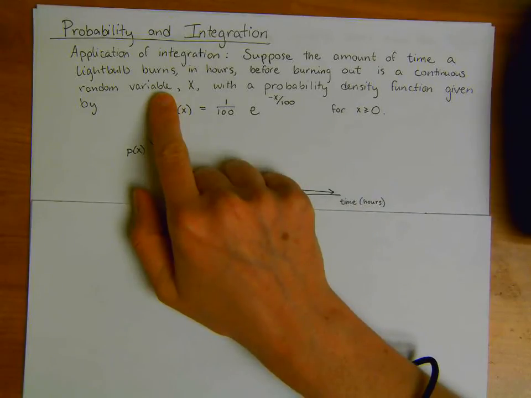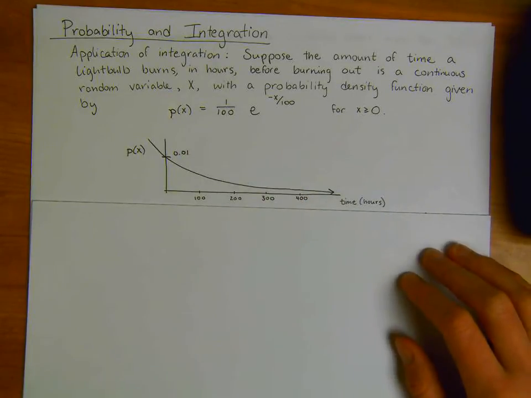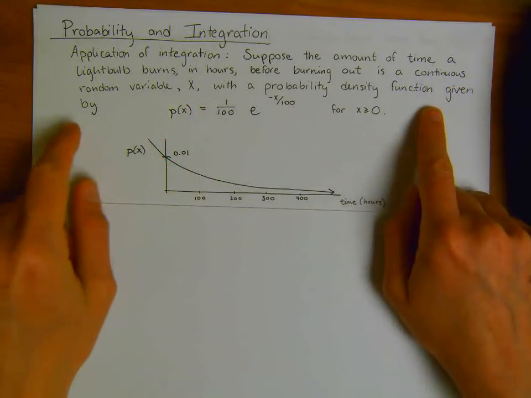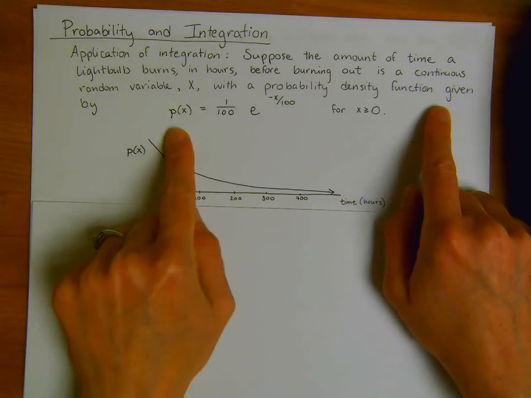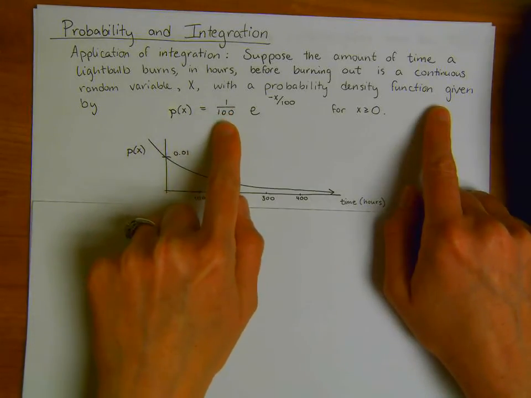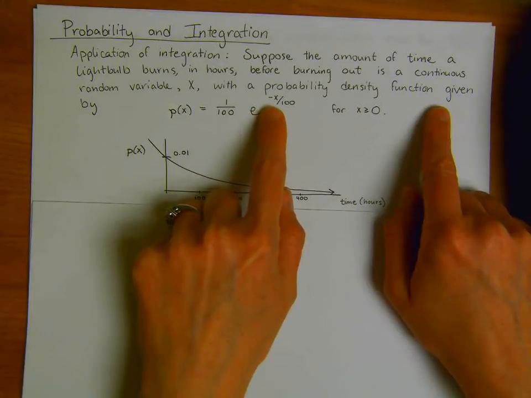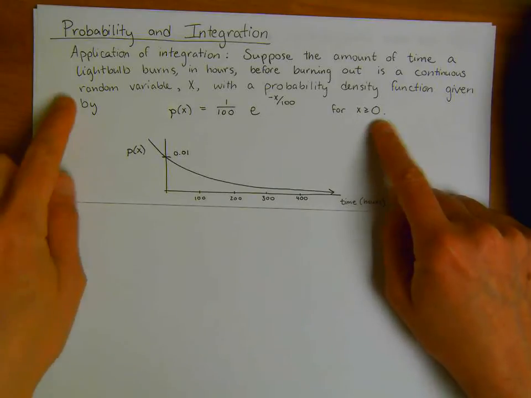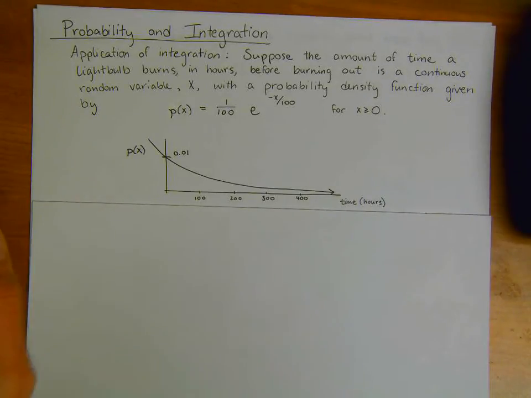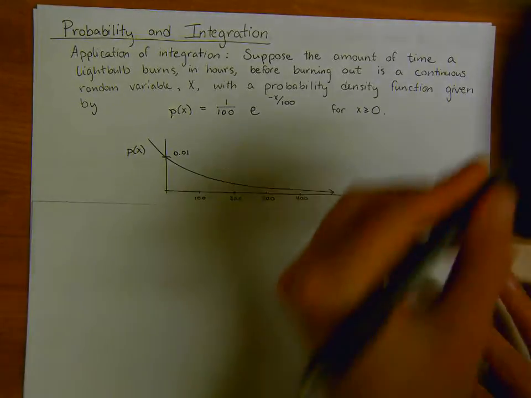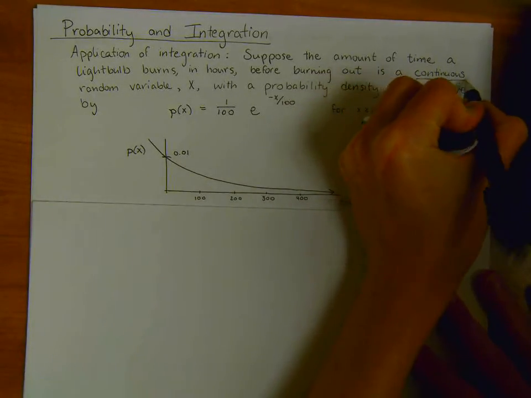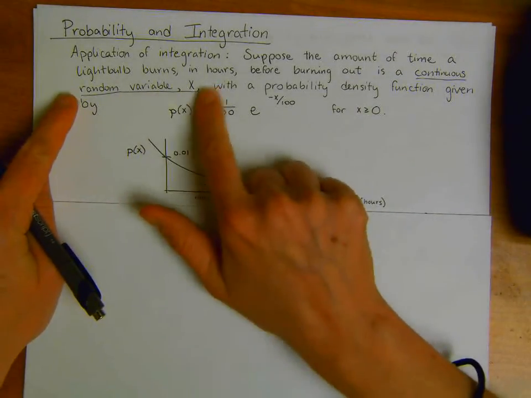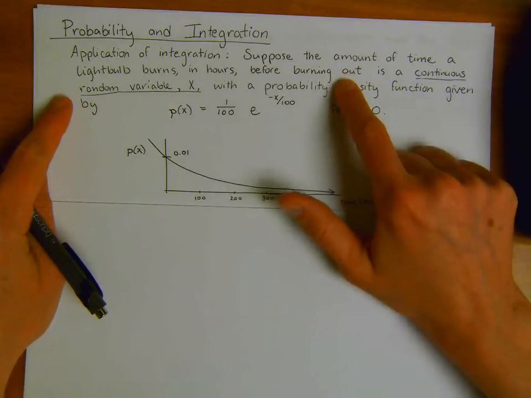So, the time a light bulb burns in hours before burning out is a continuous random variable x with a probability density function given by p of x equals 1/100th e to the negative x divided by 100 for x being greater than 0. There are a couple of words in here that you might not be familiar with, and I expect that. One is the idea of a continuous random variable, which in this case is the amount of time before a light bulb burns out.